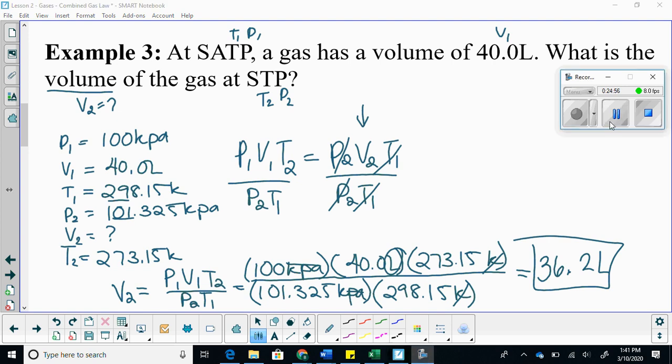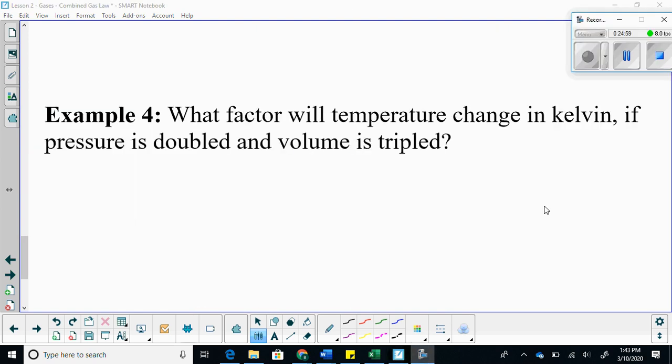Example 4 is weighing out the proportions in the formula. So it looks a little chaotic the way that it's worded. It's saying what factor will temperature change in Kelvin if pressure is doubled and volume is tripled? So I know this is combined gas law because I'm working with the following variables. Temperature, which is in Kelvin, pressure, and volume.